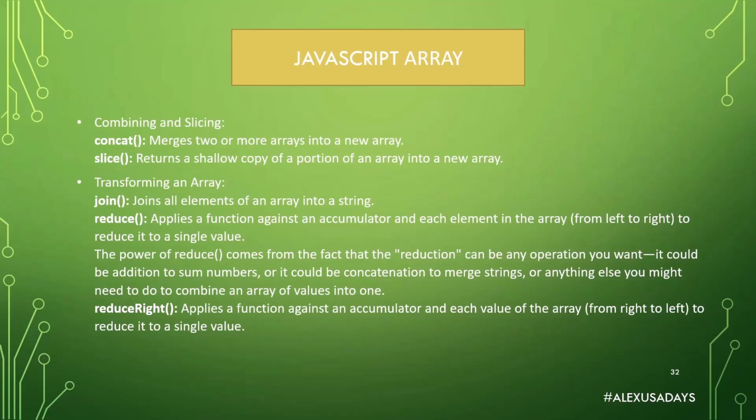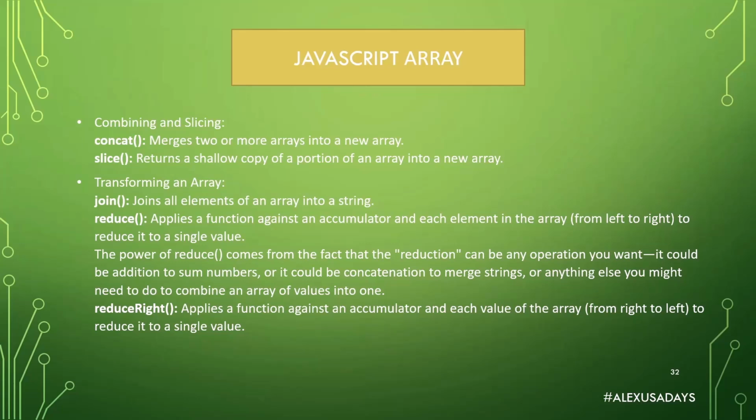Combining and slicing. Concat will merge two or more arrays into a new array. You can use slice, which returns a shallow copy of a portion of an array into a new array. You can also do transformation of an array using join, which joins all elements of an array into a string. You can use reduce, which applies a function against an accumulator and each element in the array from left to right to reduce it to a single value.